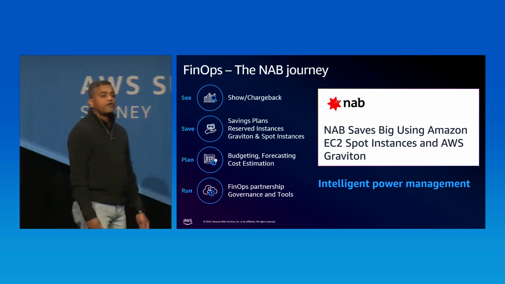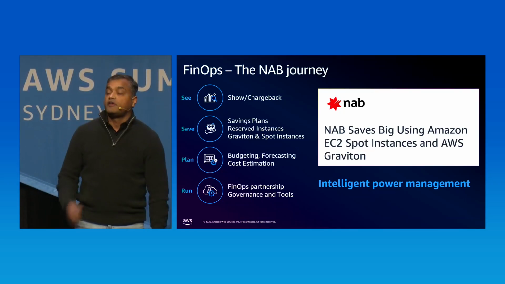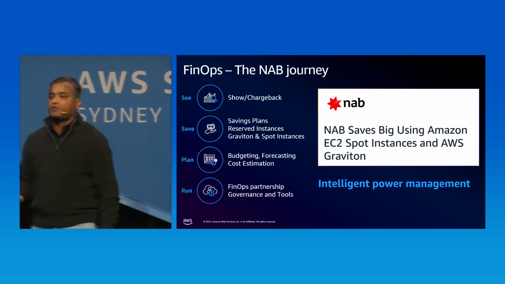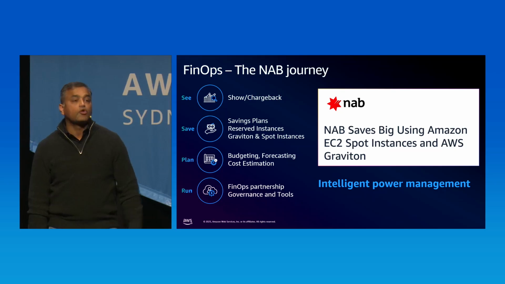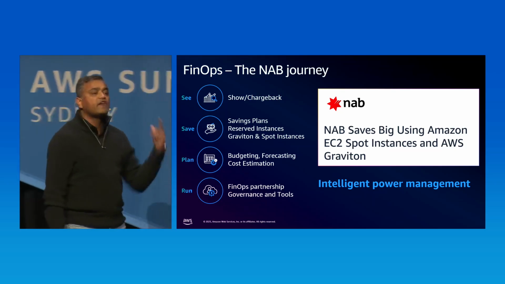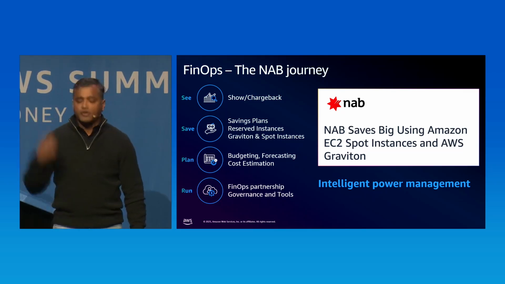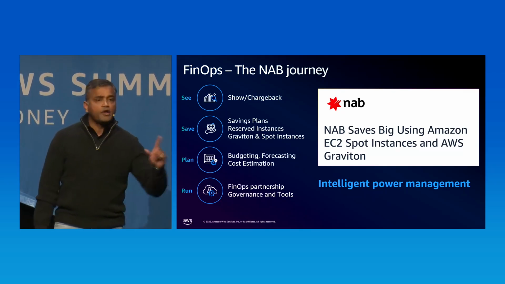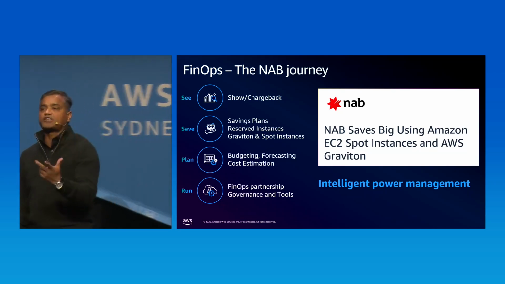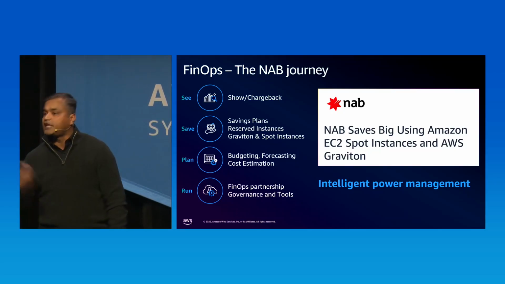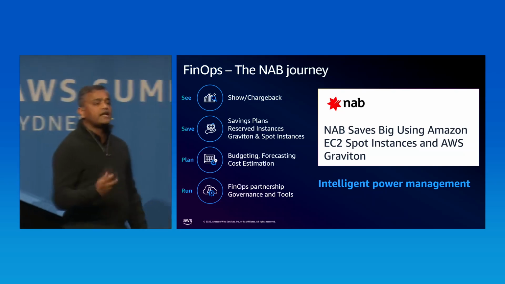We adopted Graviton for better price performance. We use Spot wherever possible in our non-production environments for non-critical workloads. What about saving plans and RIs? We have implemented them to get better prices for our compute workloads. We have improved our planning, including budgeting, forecasting, and cost estimation capabilities, so that our teams plan ahead, stay in control to avoid unnecessary cost.